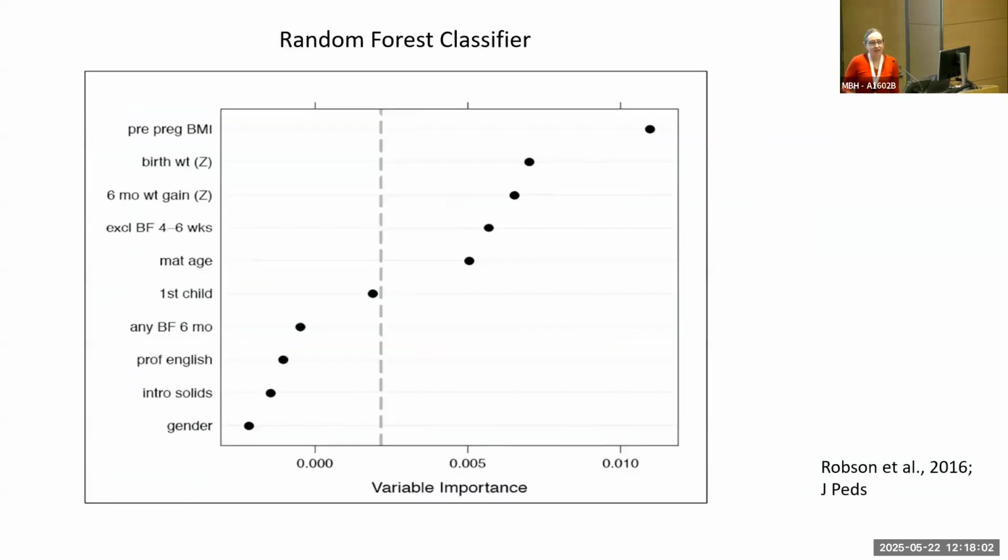And what was reassuring is we did a random forest classifier plot that actually mirrored quite well what we saw in our multivariable analysis. So in other words, the 5 variables that were significant to us were also significant when we used different statistical techniques to evaluate what was predictive, again, of obesity at age 5.